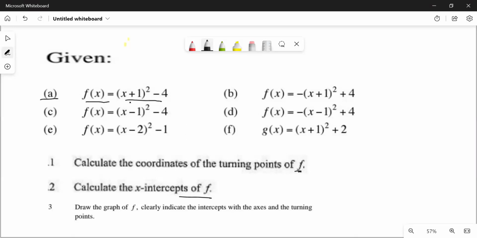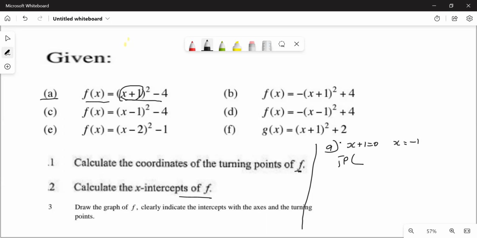Now, what is the first thing that I have to do with number A? On number A here, they say the first thing that I need to give them is the coordinates of the turning point. Now, how do we get the turning point? We said the one which is inside the squared, because this one is inside the squared, this is how we're going to solve it. We're going to say x plus 1 should be equal to 0. And then we say x is going to be equal to minus 1. So this becomes the equation of the axis of symmetry, and it also becomes the x coordinate of the turning point.